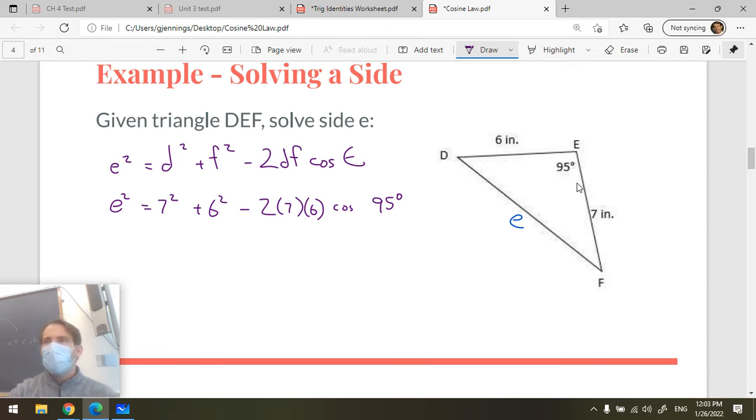Get that far? Okay, now let's simplify what we can. We can do the exponents. We can do this multiplication. And we can actually evaluate cosine of 95. So let's do all those things. 7 squared, what's that?